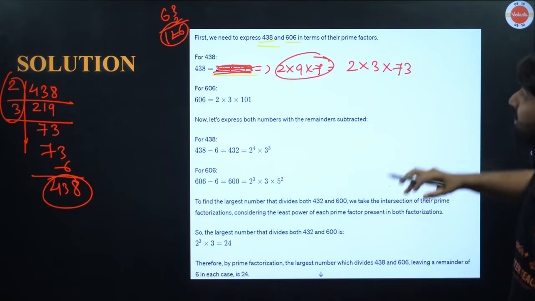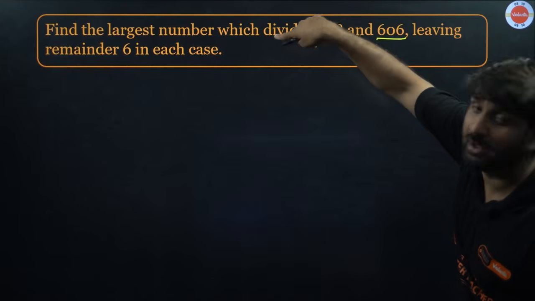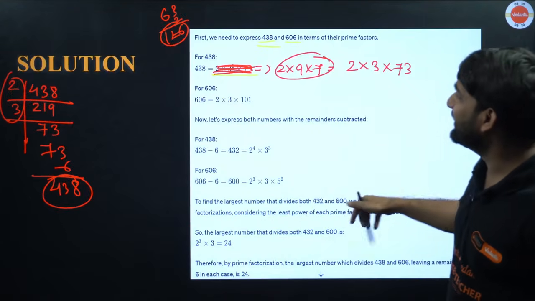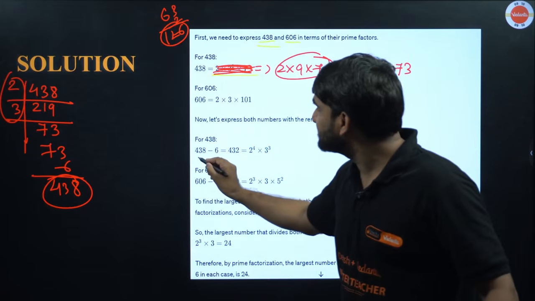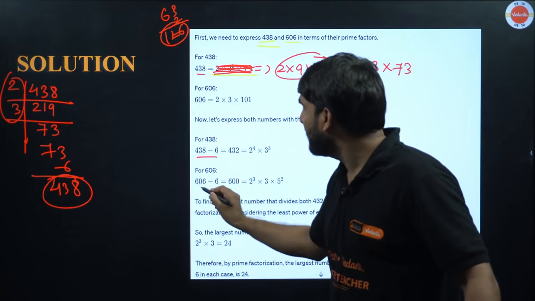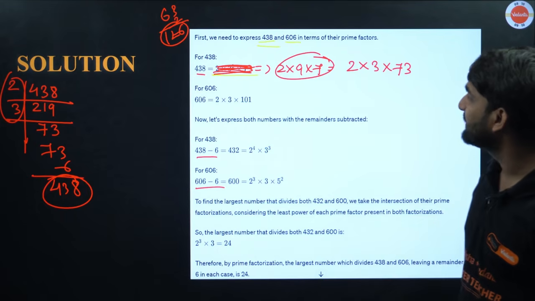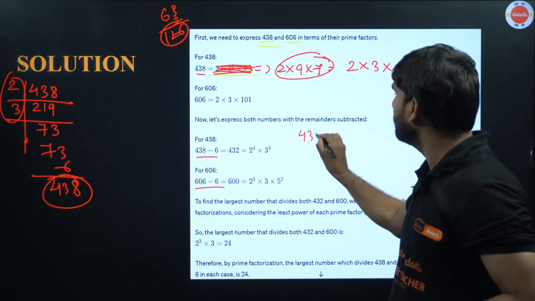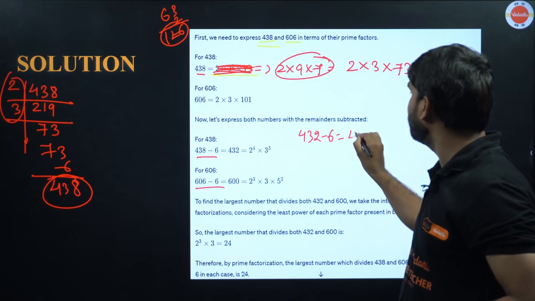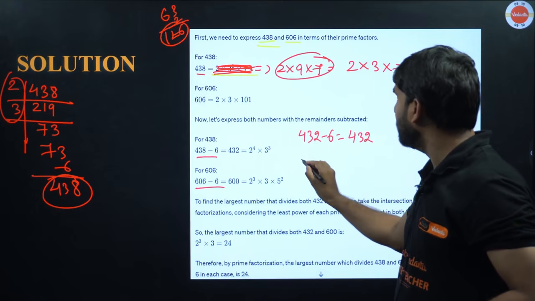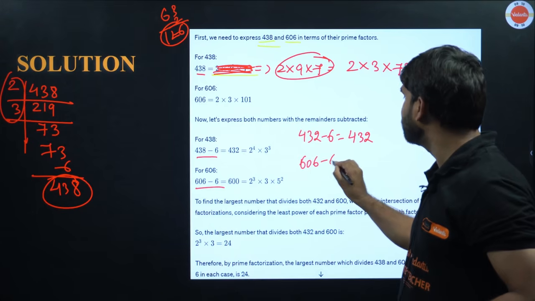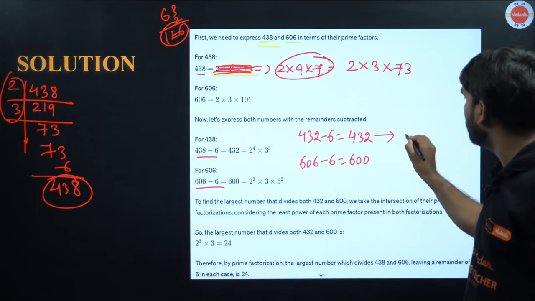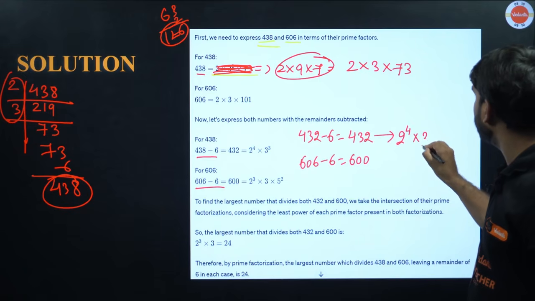Now the question is, we have to find the number which divides these two, leaving the remainder 6. So my dear champion, always subtract the 6 from the values 438 and 606. So after subtracting the 6, what will be the result? When you subtract 6, 438 minus 6 is 432, and 606 minus 6 is 600. So the prime factorization of 432 will be 2 to power 4 and 3 to power 3.